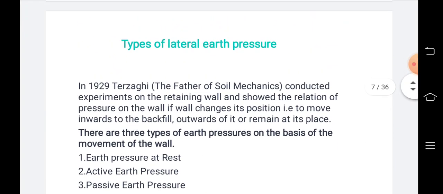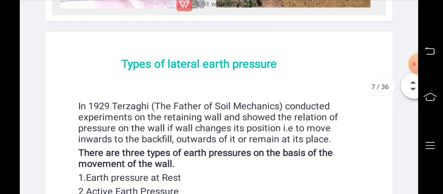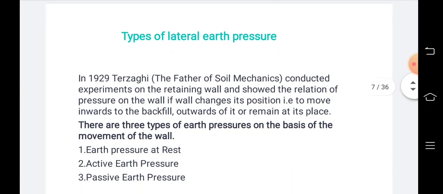Okay, so while designing all these structures, we need the concept of earth pressure, that is lateral earth pressure. It means how much pressure of the soil is exerted onto all these types of wall, which we are going to discuss. That is called the lateral pressure.